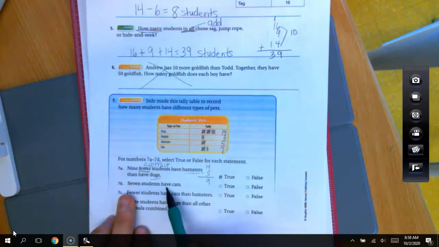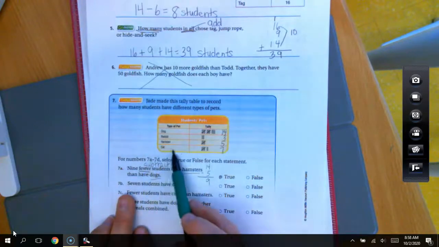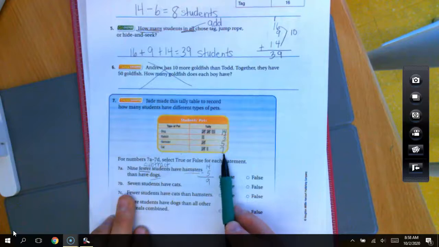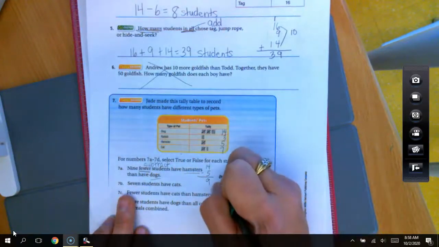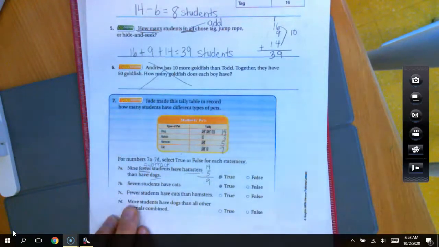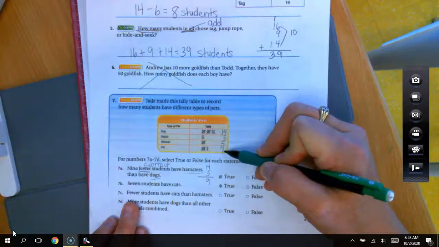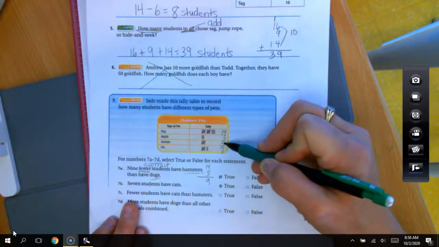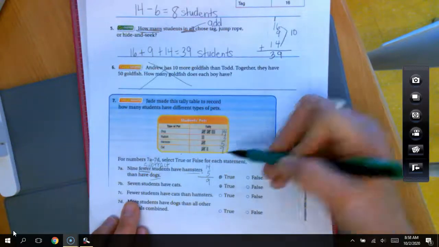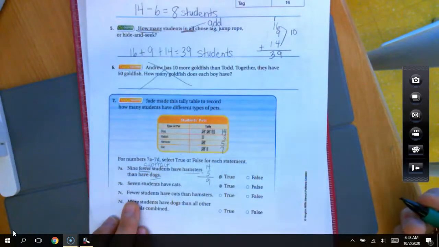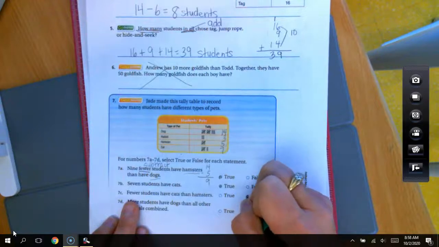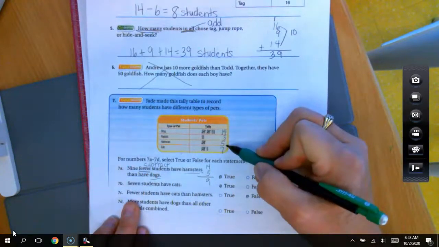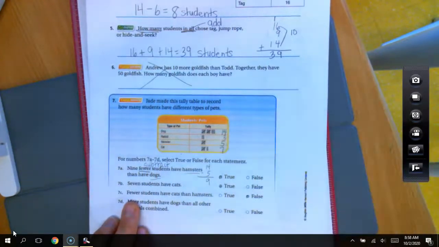7B says 7 students have cats. Well, go over to cats. How many do they have? 7. Is that true? Yes, it is. Next, fewer students have cats than hamsters. So they're saying fewer students have cats than hamsters. Well, there's 5 students that have hamsters, and there's 7 students that have cats. So is that a true or false statement? That's false, boys and girls, because fewer students have hamsters. There are more students that have cats.